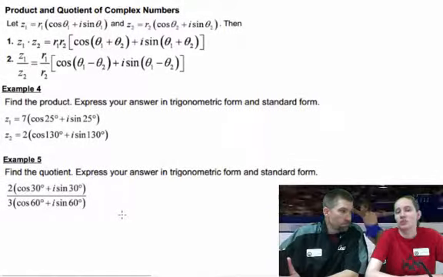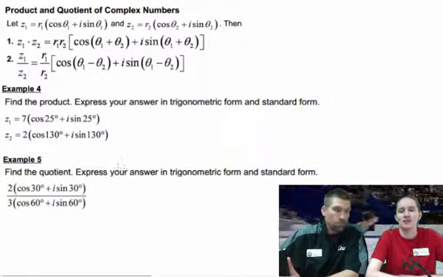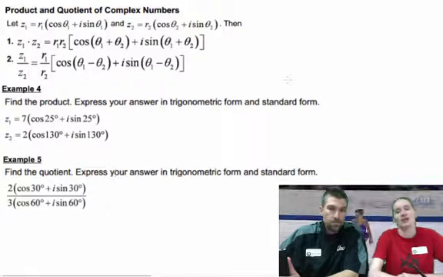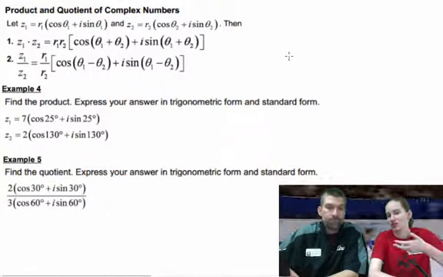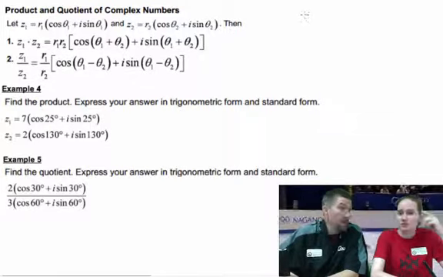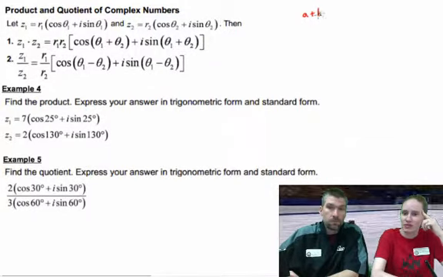All right, product and quotient of complex numbers. These are some nifty things when you have a number in trig form instead of regular form. This is why trig form is really great. I want to throw this out here because it's been a while.